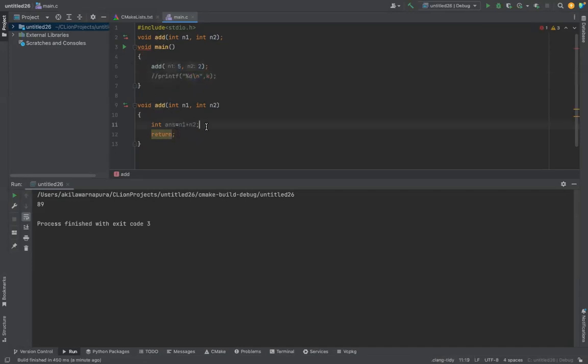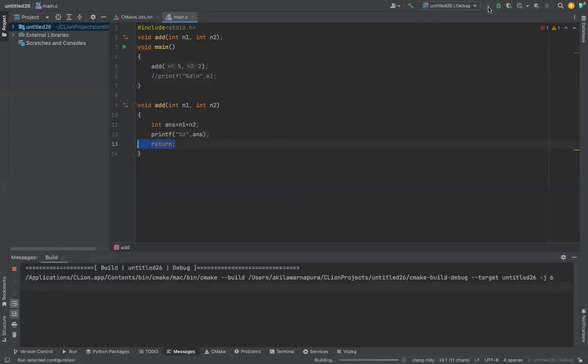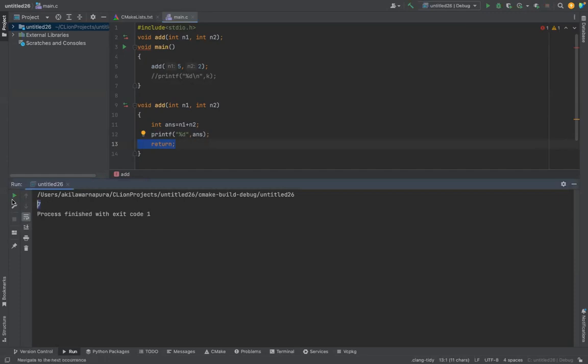Instead of that, you can print the answer. Printf percentage d. Here you can print the answer. Instead of returning the answer to the main function, here you print, and after that terminate with return. So now when you execute, you can see the answer is 7. It is printed by this function, not in the main function.